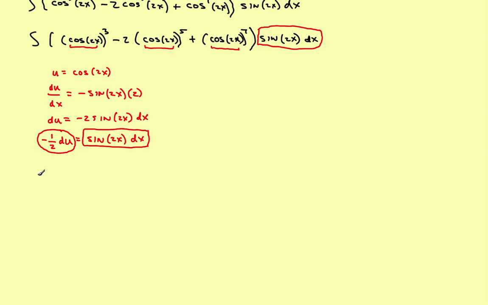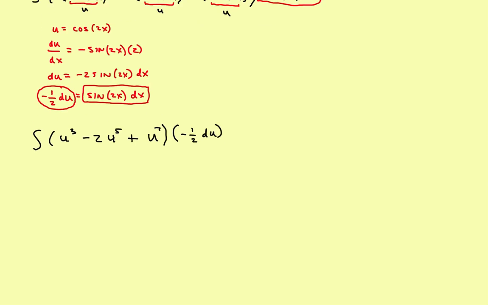Okay, next step. We'll rewrite this as the integral of, and then in here this will become u cubed minus 2, this will be u to the 5th. Then you've got plus, this will be u to the 7th. So replace each one of these with u. So you had a u here, you had a u here, and you had a u here. Okay, now this one, replace the sine of 2x dx with minus 1/2 du. So we can replace that with minus 1/2 du.